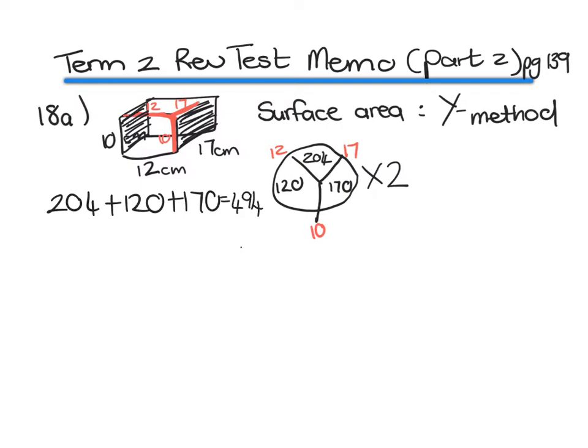And please go to the next line when you're going to say times 2. You can't say that equals 494 times 2. That would be abusing the equal sign. That is 988 centimeters squared, because it's area.